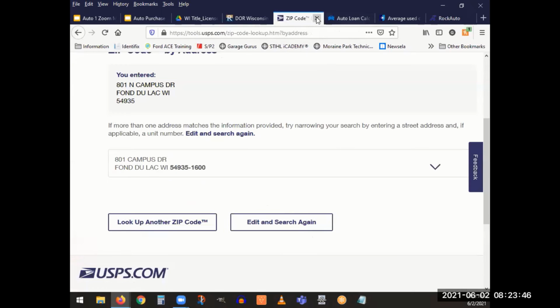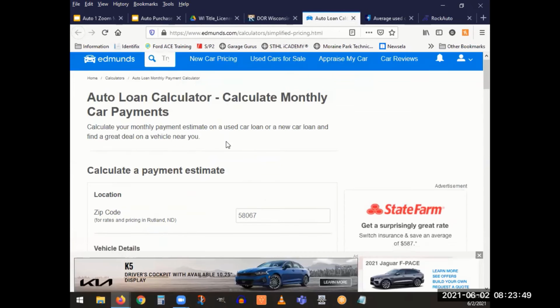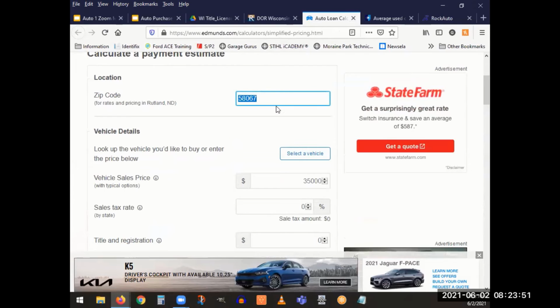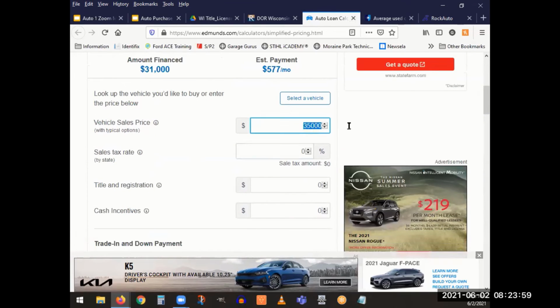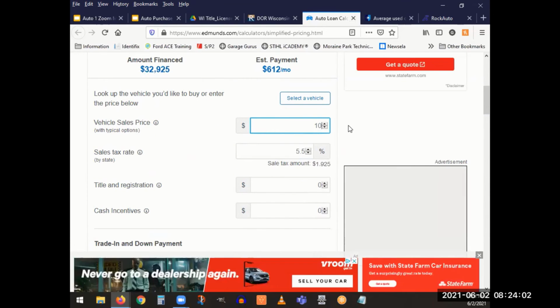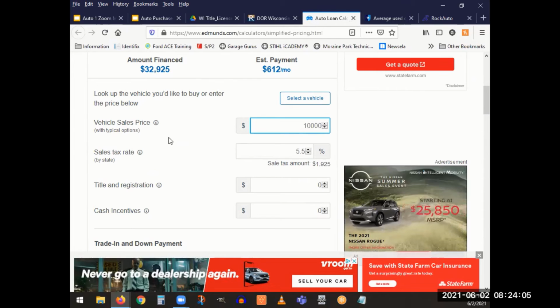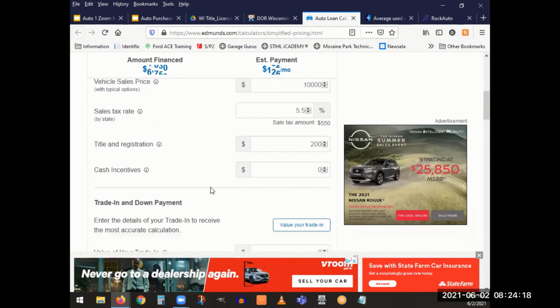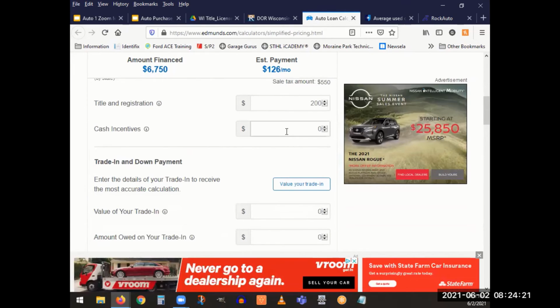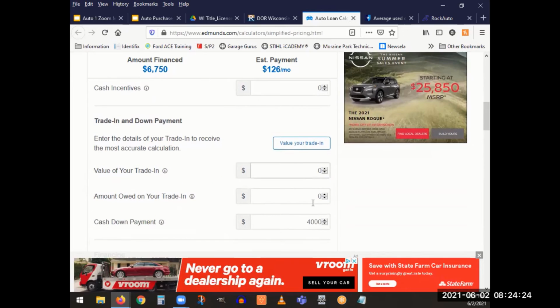So again, we're going to come in here. We're going to go to this particular website, and you're just going to punch in 54935. You'll punch in the cost of your vehicle. Again, that's based off of what you have. I'm just going to put down 10,000. Sales tax rate is 5.5%. Title registration, again, would be based off of what you calculated out. I'm just going to put down $200. I'm just throwing out numbers as examples. Cash incentives, that's 0 because we don't have any cash incentives, and we have no trade-in value.